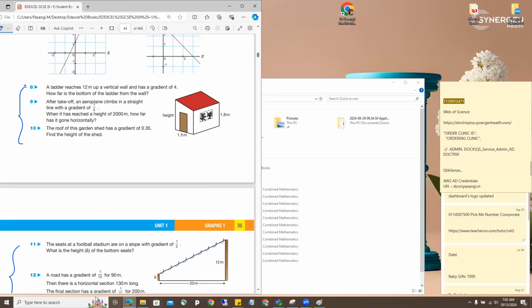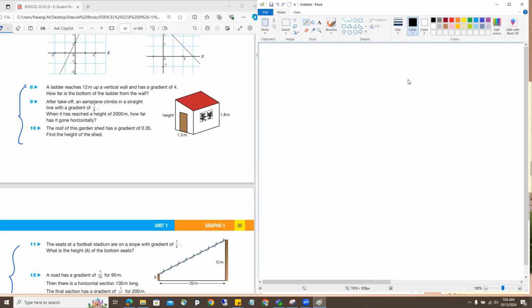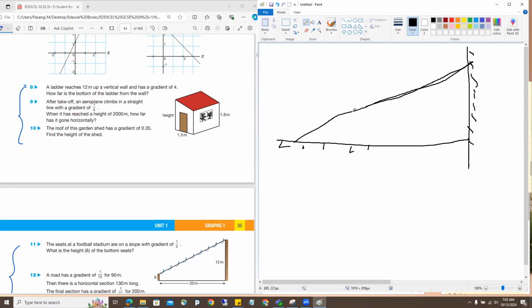Now, what they are saying: a ladder reaches 12 meters up a vertical wall and has a gradient of 4. How far is the bottom of the ladder from the wall? So this is the bottom, the ground. Now this will be the wall. And the ladder will be like this. So this is our ladder.